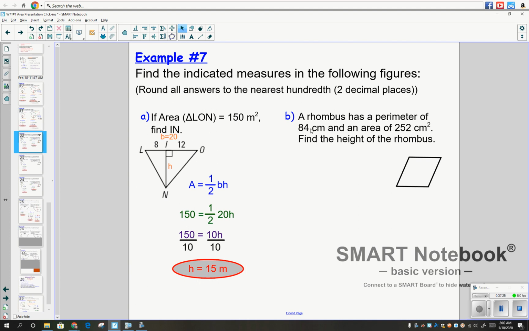How do I find the perimeter? Add up all the sides. All 4 sides add to be 84. And they're all equal. So let's take 84 and divide by 4. Each side's 21. And I want to find the height. Even though this is a rhombus, it's still a parallelogram. So I can use the area of a parallelogram. Base times height. The base is 21. I don't know the height, but I know the area is 252. Can I solve for H? Yeah, divide by 21. 252 divided by 21.